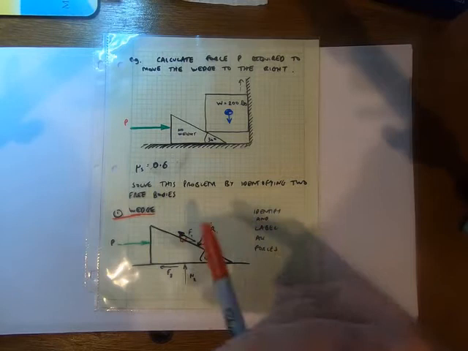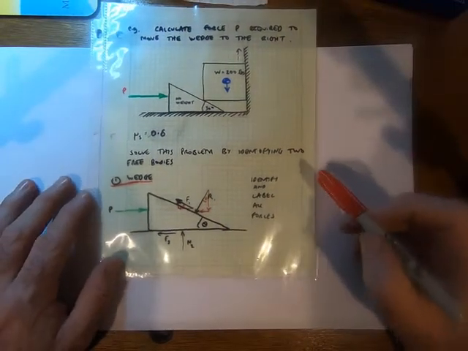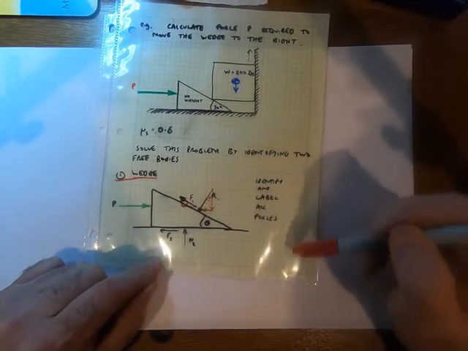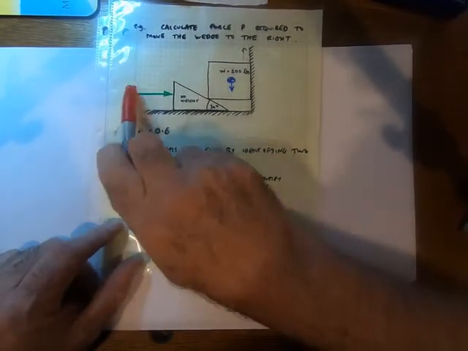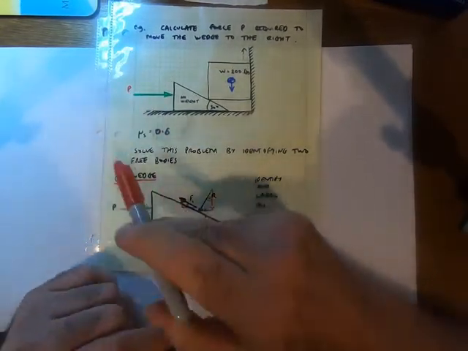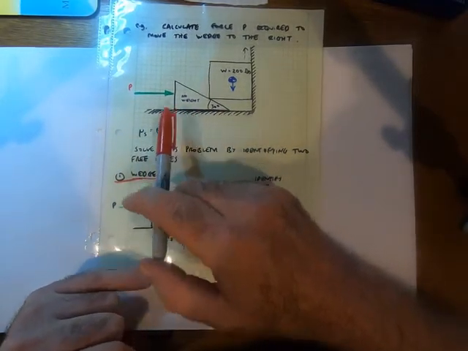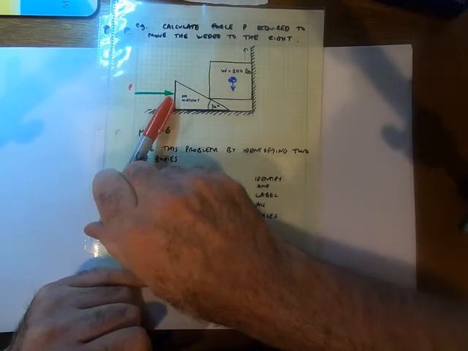You could start with the cube, it won't matter. And we're going to draw the free body, so we draw our wedge, and then we're going to identify and label all the forces. So we have the force P, which is shown here, and then we know that there's a contact surface here, so there's some friction.